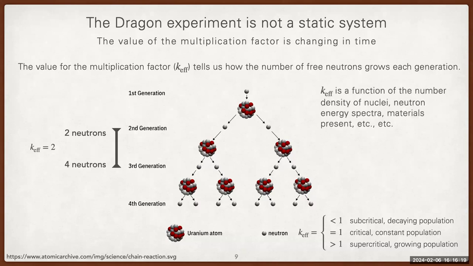So this K effective is going to be a function of many things. It's a function of the number density of the nuclei that you have in your system. It's a function of the energy spectra of those neutrons coming out of the fission process, as well as the materials you have, and many, many other things about your system. This is why we have reactor physics and reactor engineering as a research area, because all these things contribute to how this chain reaction goes.